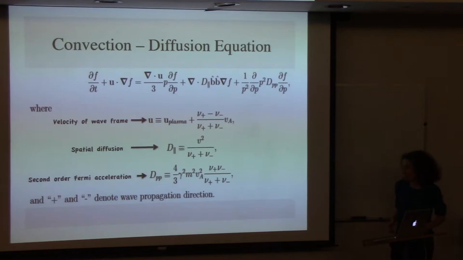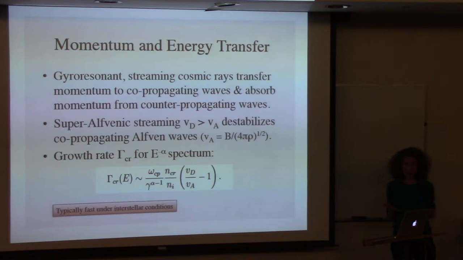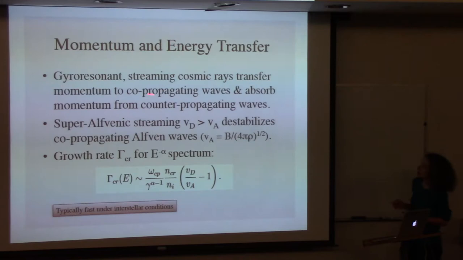Okay. So we can derive fluid equations from this equation. And here's the content of those equations. Gyroresonant streaming cosmic rays will transfer momentum to co-propagating waves, and they'll absorb momentum from counterpropagating waves. So this is intuitive. Counterpropagating waves try to push them in the other direction. Co-propagating waves, they'll absorb.